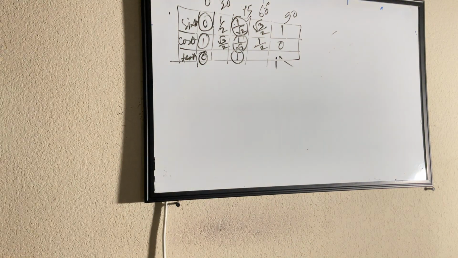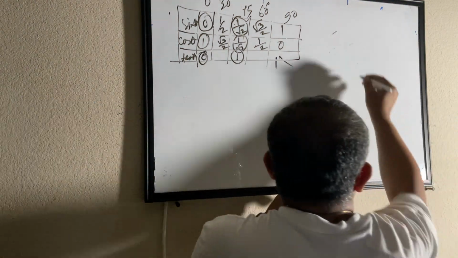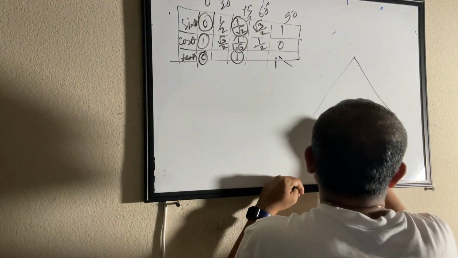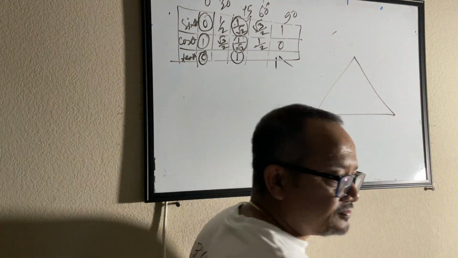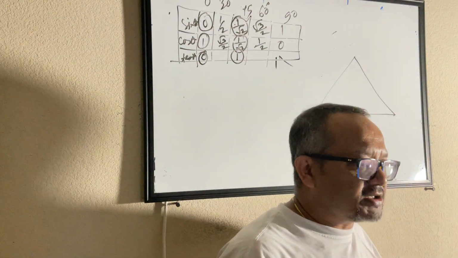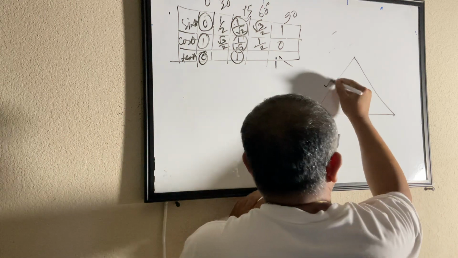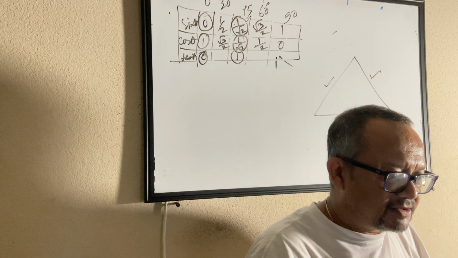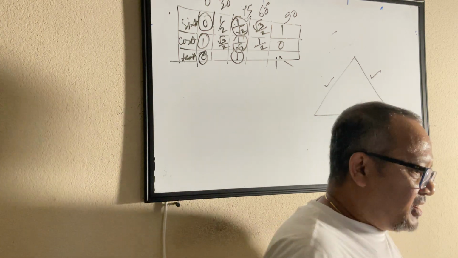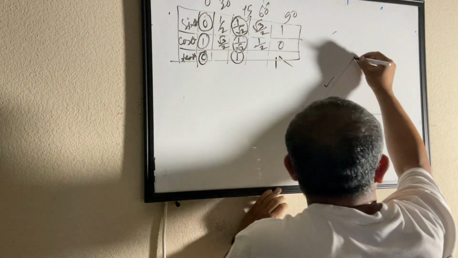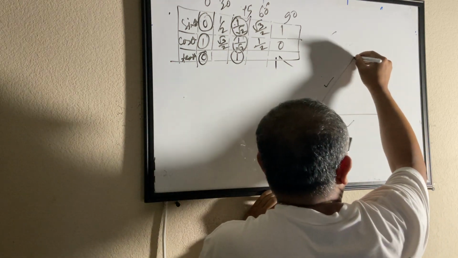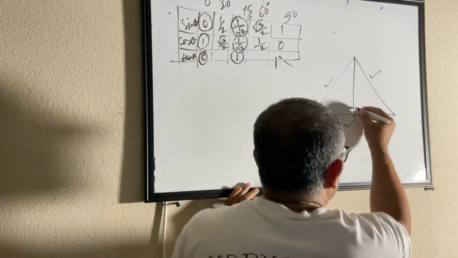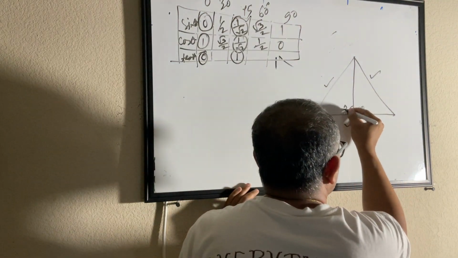Now, let's go to 30 and 60. What I will do is, let's look at this triangle. This is a right angle triangle, this is an equilateral triangle. Meaning this side and this side are same length. Now what I will do is, I'll drop a perpendicular from this point. I have dropped a perpendicular, that means this angle is 90 degree and this angle is 90 degree.